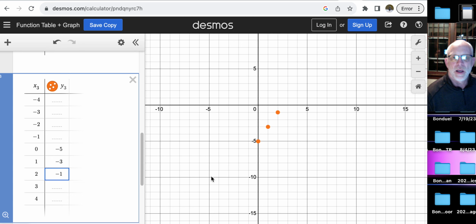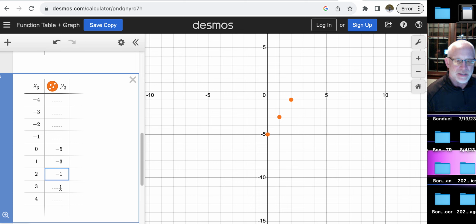3 doubled is 6. 6 subtract 5 is positive 1. And 4 doubled is 8. 8 subtract 5 is positive 3. Looks like if we go from the top to the bottom, it goes 3 to 1, 1 to negative 1, negative 1 to negative 3, negative 3 to negative 5. It's going down by 2's every time. And all the points are lining up. That's good. Let's check it with negative 4 doubled, which is negative 8. Negative 8 minus 5 more is negative 13. That works out. Turn that one off.